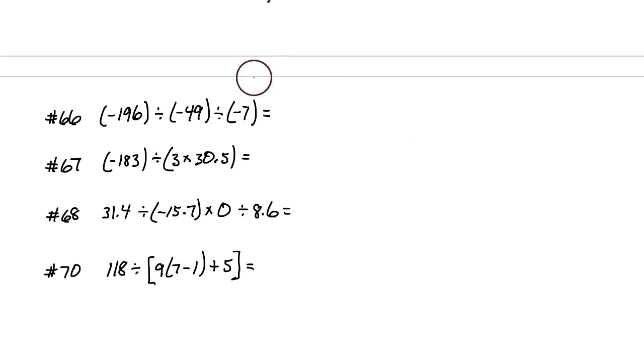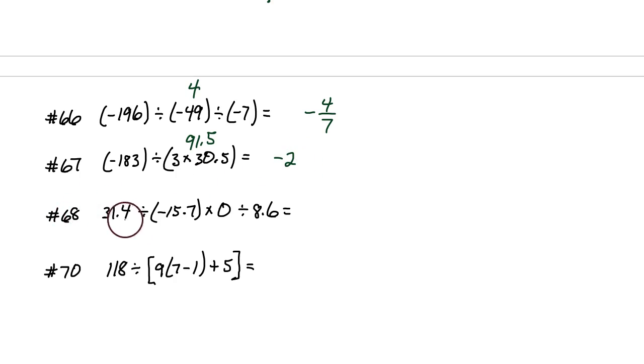Number 66. Negative divided by negative is a negative answer because there are an odd number of negative signs. The 196 divided by 49 makes 4, and then the 4 divided by the 7 makes the fraction 4 over 7. For number 67, you do the work in the grouping symbols first. So 3 times 30.5 is 91.5. And then negative 183 divided by 91.5 makes negative 2.